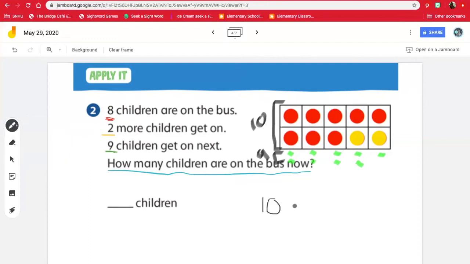10 plus 9 equals... 10 plus 9 might be kind of hard, so I'm going to count the 10 in the 10 frame and then the green little lines. So 10, 11, 12, 13, 14, 15, 16, 17, 18, 19. 10 plus 9 is 19. So that means how many children are on the bus now? 19 children.